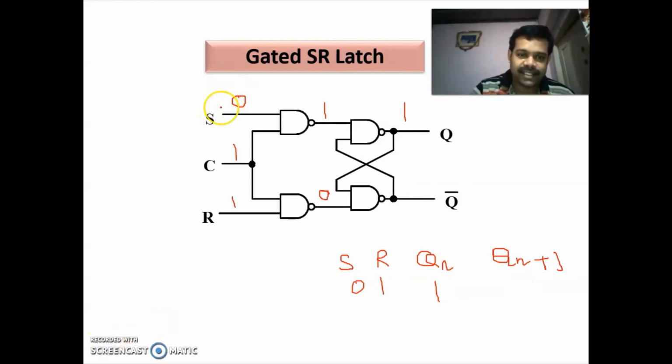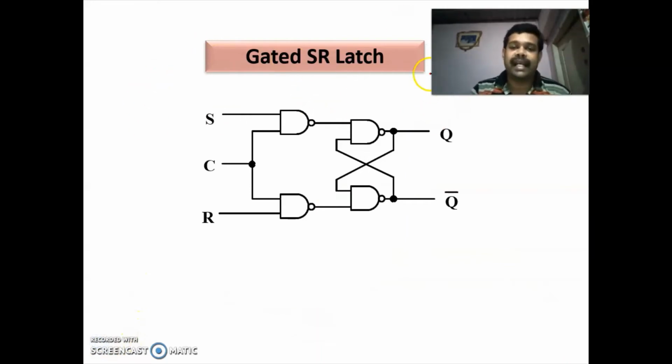Next we are considering S is equal to 0, C is equal to 1, and R is equal to 1. So here one of the inputs is 0, so the output is 1. Here both the inputs are 1, so the output is 0. And here the value of Q is 1. So this 1 will be fed back to this NAND gate. So one of the inputs of this NAND gate is 0, the output is 1. So here you will be getting 0. So when S is equal to 0, C is equal to 1, and R is equal to 1, and when Qn is 1, Q of n plus 1 you will be getting as 0.